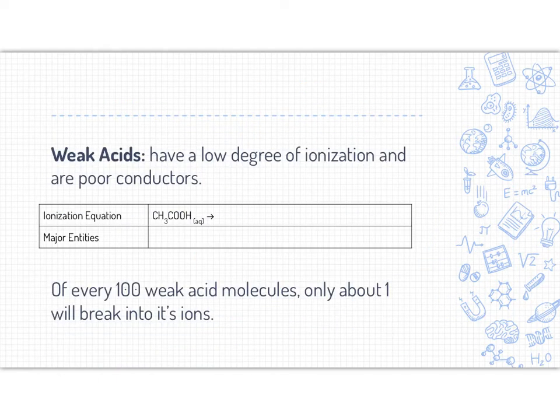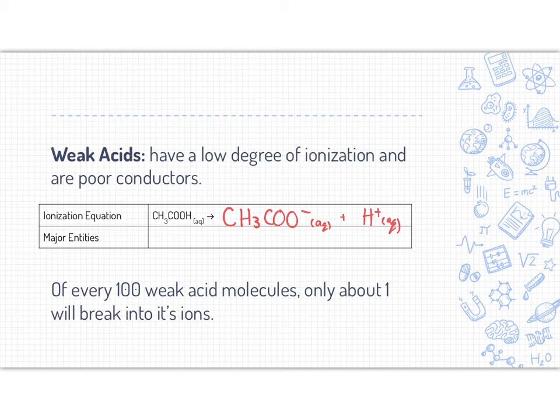If it's not a strong acid, it is a weak acid. These ones have a very low degree of ionization and are technically poor conductors. So the idea here is that, again, it's acidic. It breaks into its entities. In this case, we have acetic acid, which is not one of our 6 strong acids. So we're going to break it up into the 2 ions that made it, which was CH3COO minus acetate and H plus.